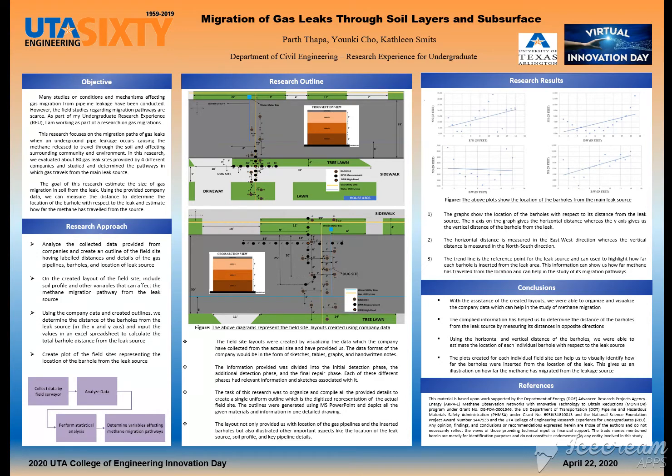In conclusion, we are able to estimate the methane migration pathway by determining the distance of each inserted bar hole with respect to the leak source. This information can be used as a safety hazard tool and can open doors to a wider range of research work involving the study of gas pipe leakage and methane migrations.